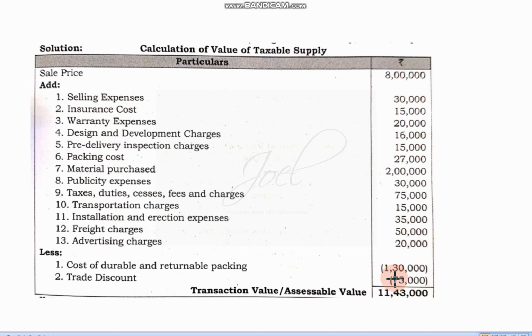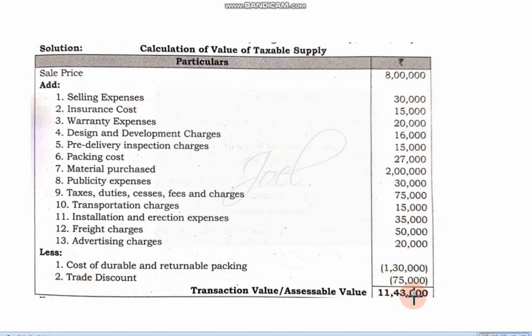So all these items, whatever they are given in the problem, as it is we are writing and we are adding. Yes, we are supposed to deduct 2 items which were given at the beginning, which were not supposed to be there in the cost of the product, that is cost of durable returnable packing, and one more is trade discount. These 2 things we are going to deduct.